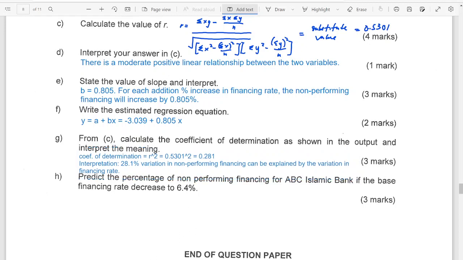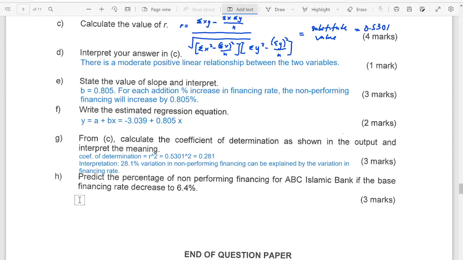Okay, so coefficient of determination, you just simply square the value of R and then you get 0.281 balik. And then interpret just 28.1%. So convert the 0.281 into 28.1. Then just explain. And finally, you need to predict the value of non-performing financing if the base financing rate is 6.4%.